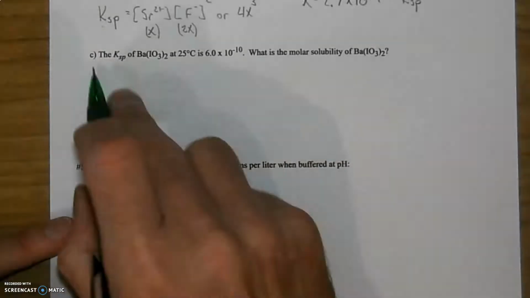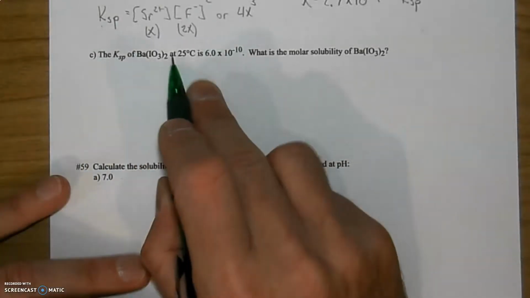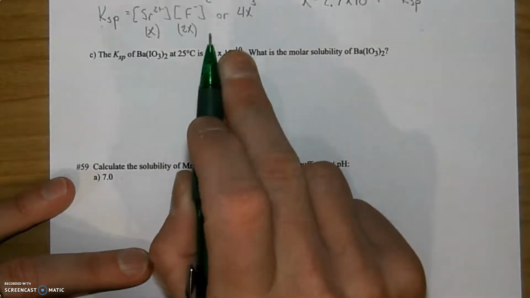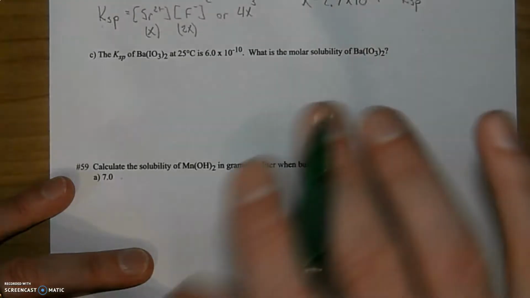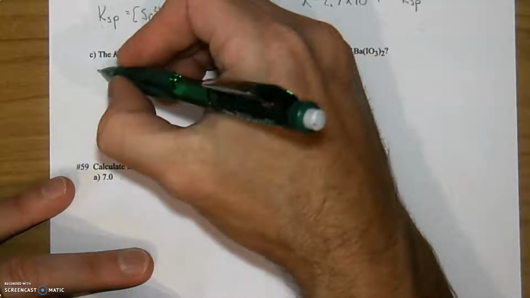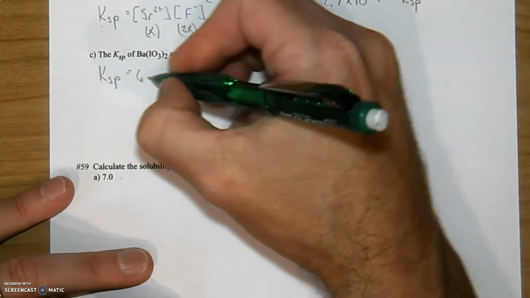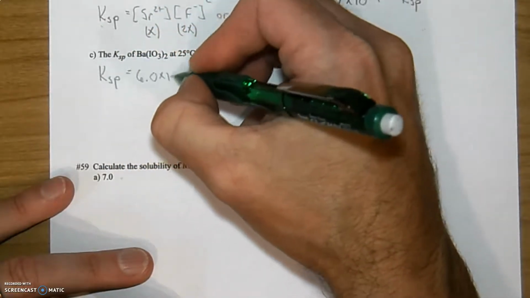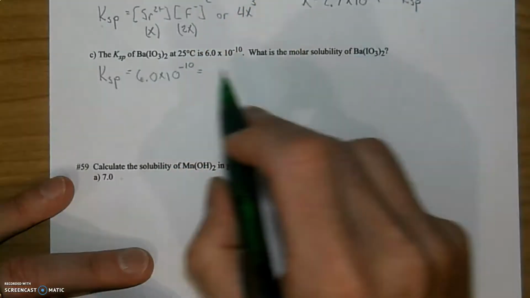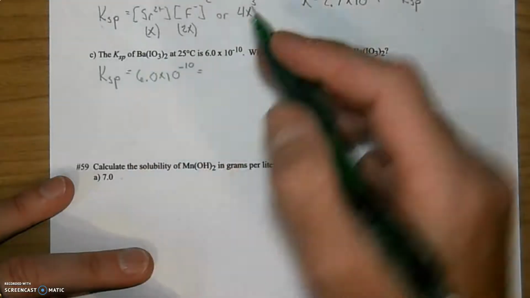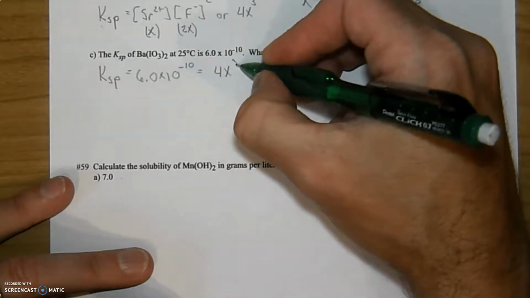All right, part C. We know the Ksp for barium iodate, say that 3 times fast, at 25 degrees Celsius is this value. What is the molar solubility of it? So we're going in reverse again for this particular problem. I'm just road mapping my way through here again. 6.0 times 10 to the negative 10. I happen to know based on the previous problem how this behaves.